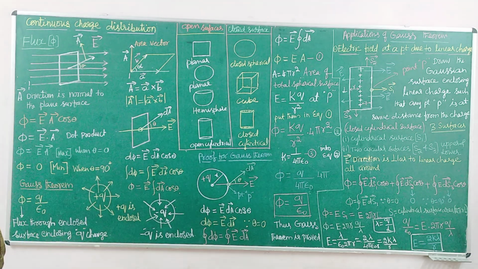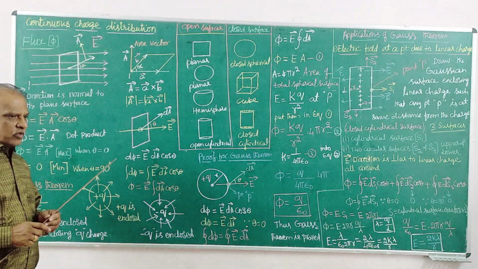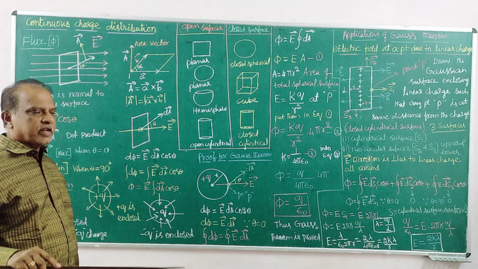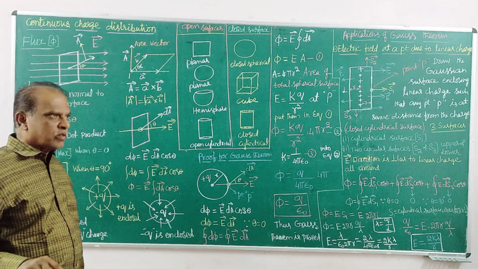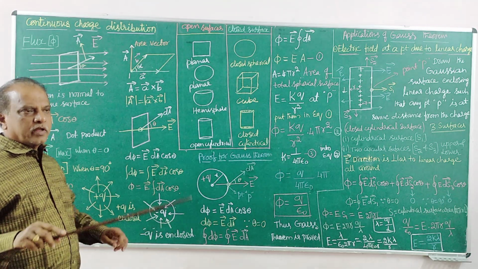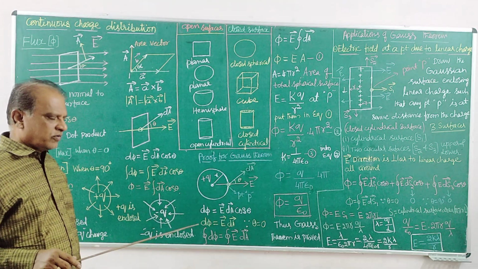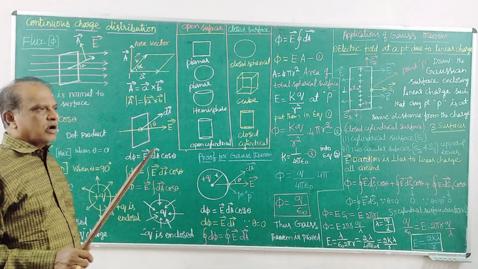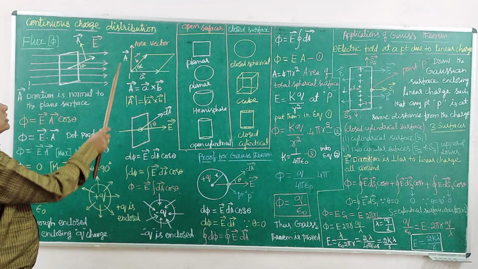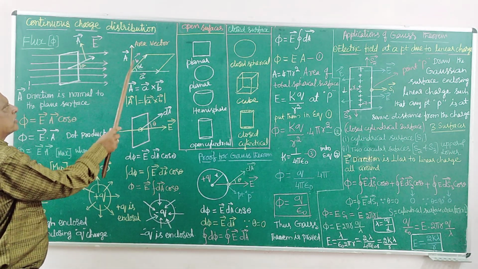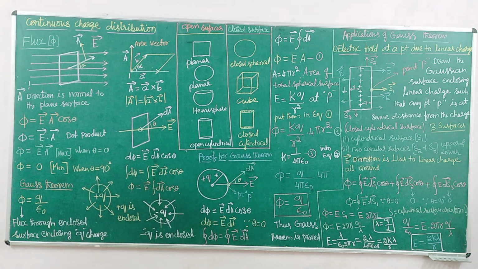So now we understand that for any plane, the direction of the area vector is always perpendicular to the plane and away from the plane. That is the direction, like this. So just to understand, area is a vector.